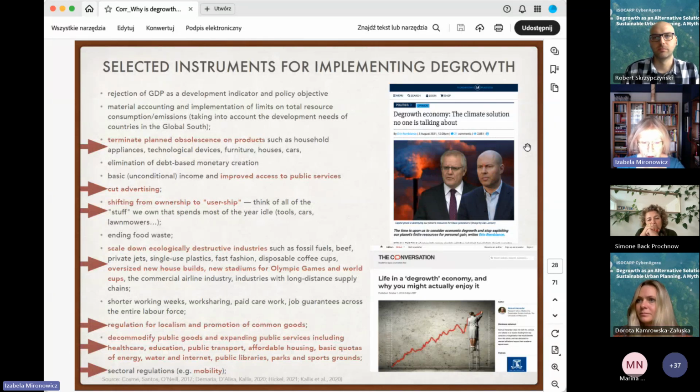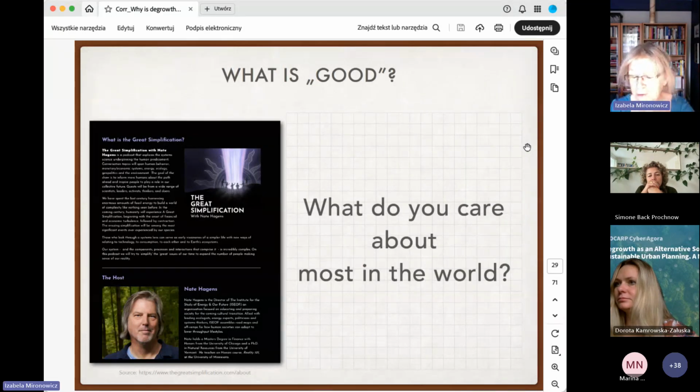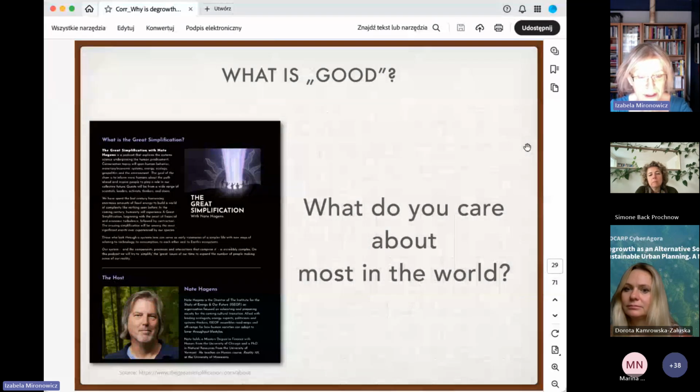But what I want to show is that the concept of degrowth in cities is much more advanced, and I'm pretty aware that I'm speaking to mostly urban and regional planners, so I try to focus especially on this aspect of policies. But let me begin from perhaps a not very obvious perspective. The question in our presentation is not whether degrowth is good for cities, but why it is good.